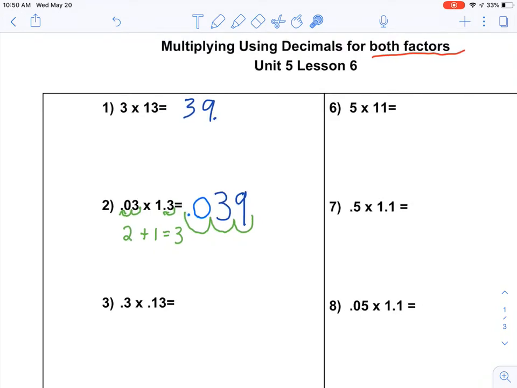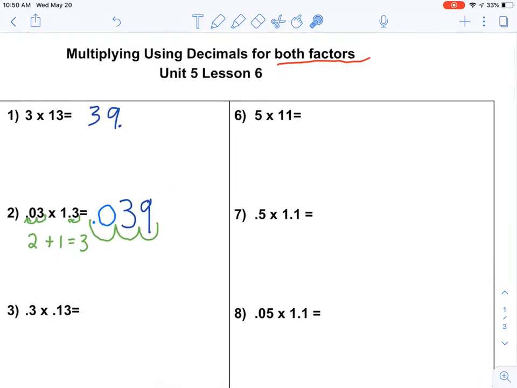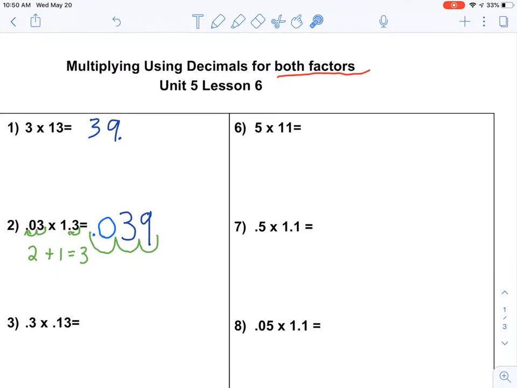Okay, excellent. We're going to do just a couple more just to make sure that we're totally understanding it. Right here we have 5 times 11. So that's going to be our base factor. And what does 5 times 11 equal? Well, we know that it equals 55, okay? So if 5 times 11 equals 55, what's 0.5 times 1.1 going to equal? Well, we know that it's going to have the same digits as 55, so we're going to go ahead and put those there. And how do we know that? Well, because we have the same numbers, just with decimal places.